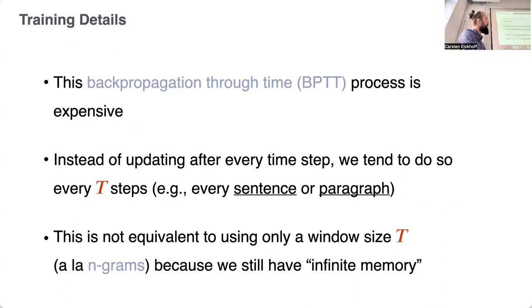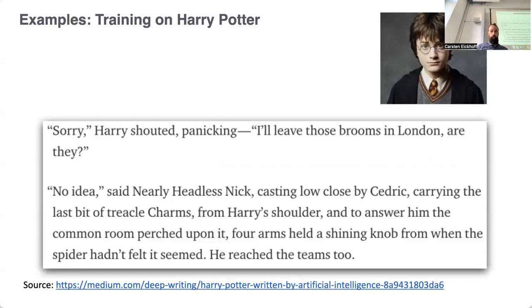And this brings us also to one of the limitations of these models, where infinite memory might mean not so much memory, and that's a big problem here. So some concrete examples. If we train these models, and this is a bit of a jump to pre-2013, I guess, on Harry Potter and have them generate text, then we might get something like this. So this here is my prompt: Harry shouted, panicking. I'll leave those brooms in London, are they? No idea, said nearly headless Nick.